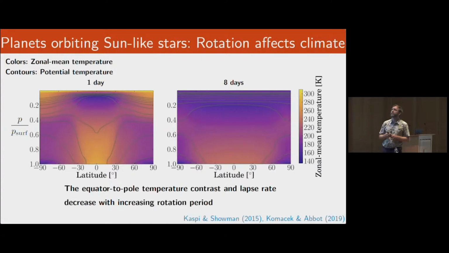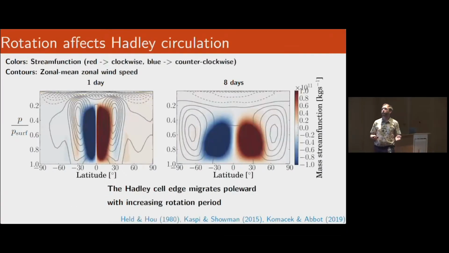And so you can see that in the 1-day case, the equator to pole temperature contrast is larger than in the 8-day case. And additionally, in the 1-day case, if you look at the spacing of the contours, they're relatively more closely spaced. And as a result, the potential temperature lapse rate also increases with increasing rotation rate. And I'll come back to this later and talk about why it's important. So this is how the climate changes when you change rotation rate, go to slower rotation rates than Earth. But what happens to the dynamics? So this is kind of alluded to in previous talks.